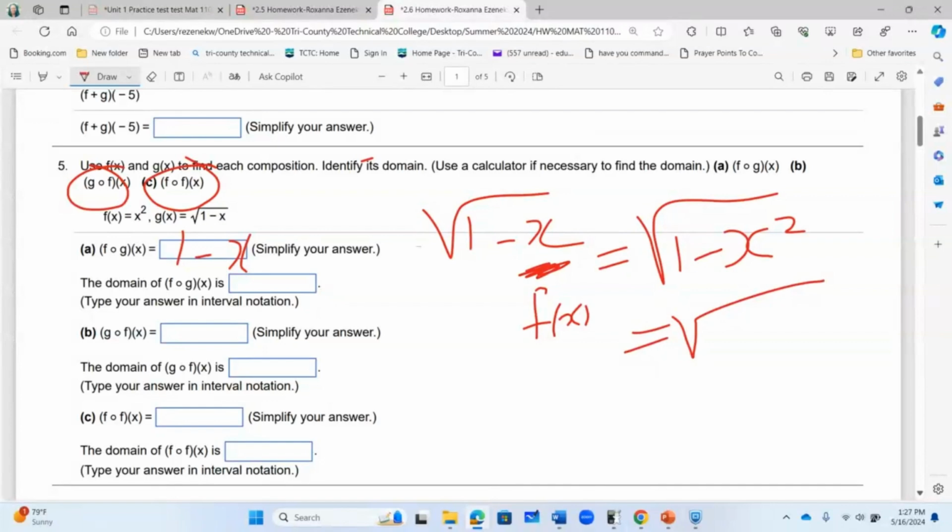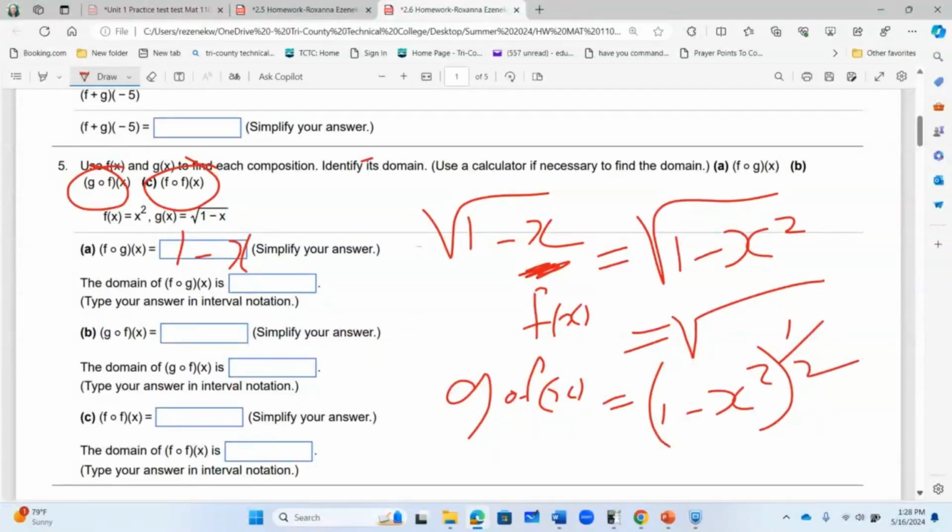You can rewrite it. Square root is the same as to the power of 1 over 2. So I will rewrite it and say that g composed of f of x is equal to 1 minus x squared all to the power 1/2. That is the only way I can rewrite this. I cannot take the square root because it's not a perfect square.